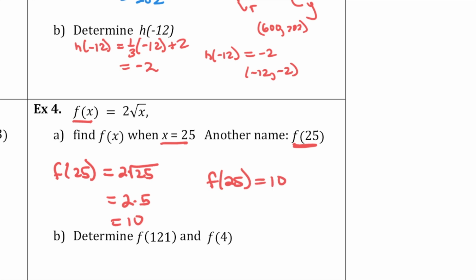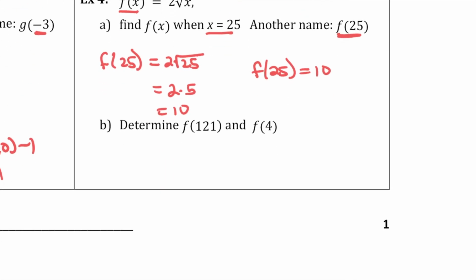When we determine f of 121 and f of 4, f of 121 will equal 2 times the square root of 121. That gives you 22. And f of 4 is 2 times the square root of 4, or 4.